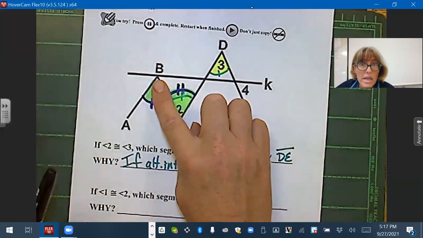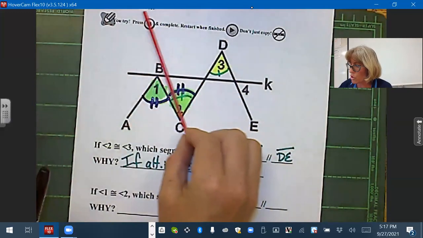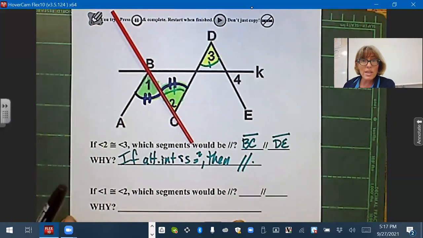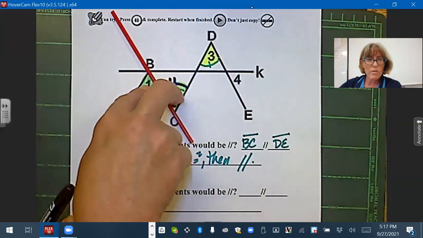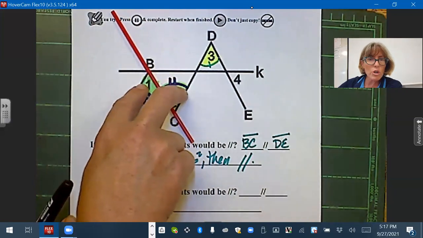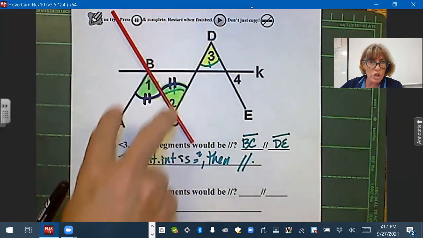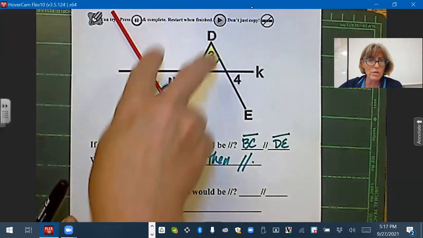Your stir stick must touch 1 and 2, your transversal. So your transversal is now like this. And in this case, touch 1 and 2. If 1 and 2 are congruent, trace your fingers. Do you see that your parallel lines have changed? Why? Because your transversal has changed.